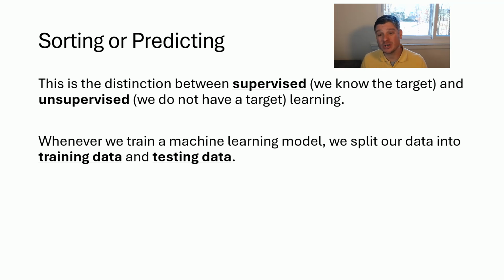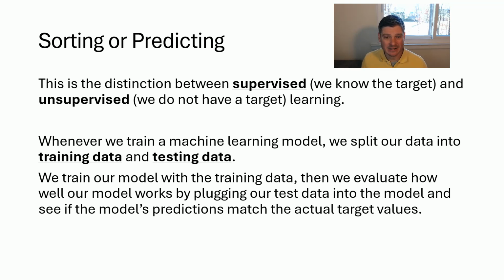Whenever I train a machine learning model, it's also important to remember that we're always going to split our data into training data that builds our model and then testing data that evaluates our model at the end. The idea is we build our model with the training data, then I plug in the testing data to see if it's actually making accurate predictions. And that's always an important part, evaluating how well our model does at the end.